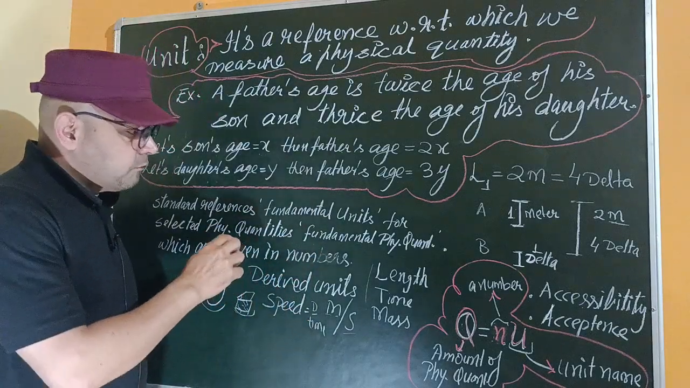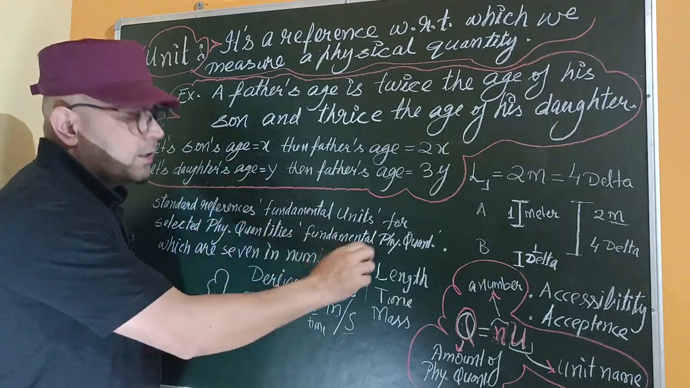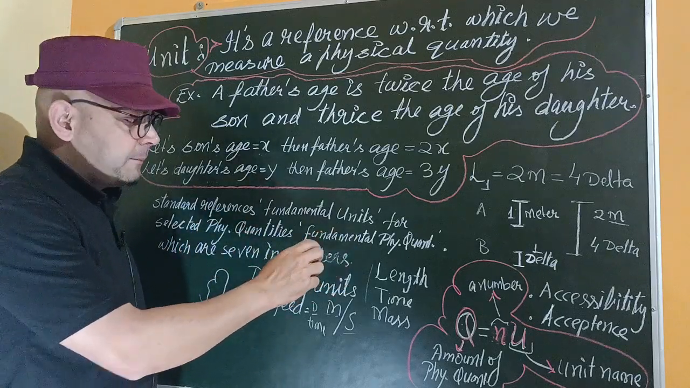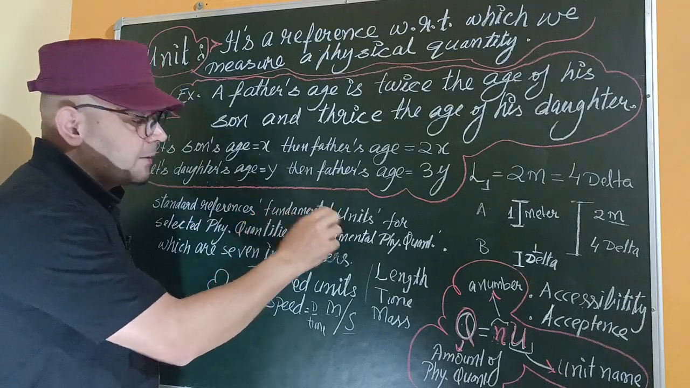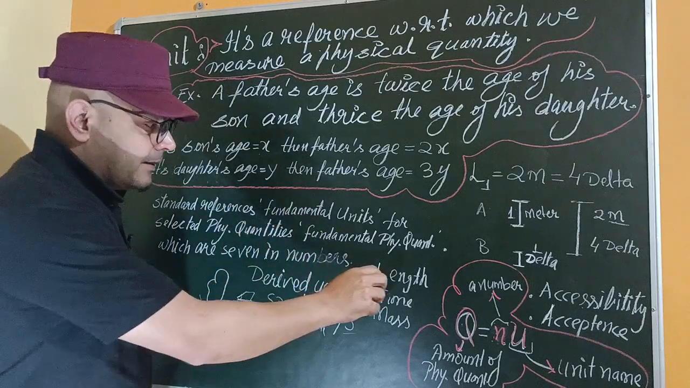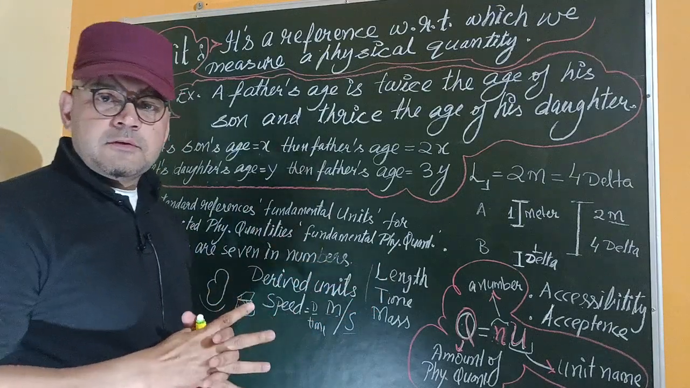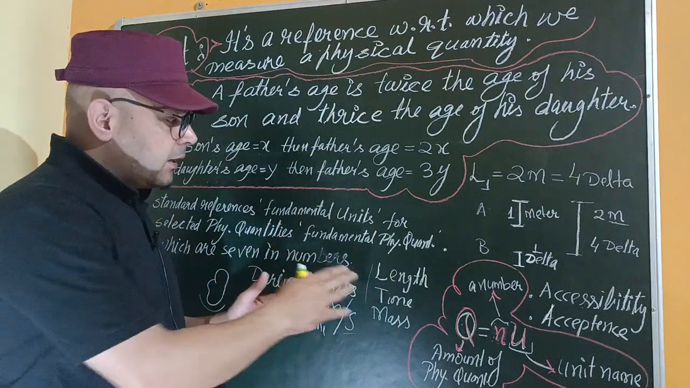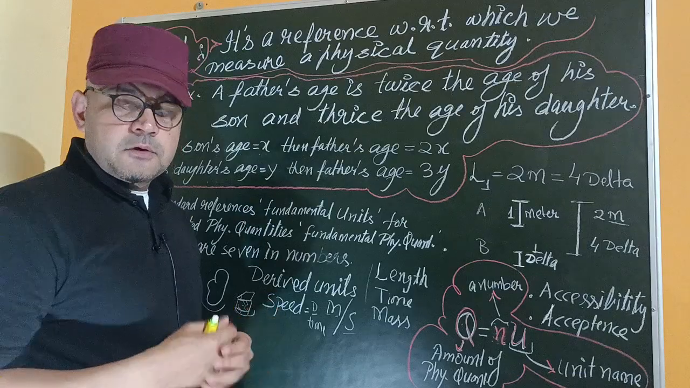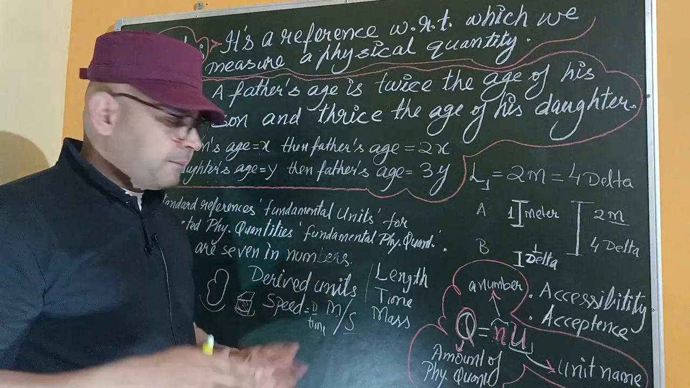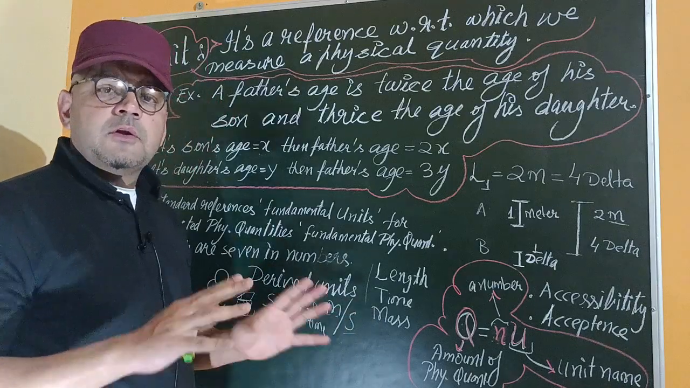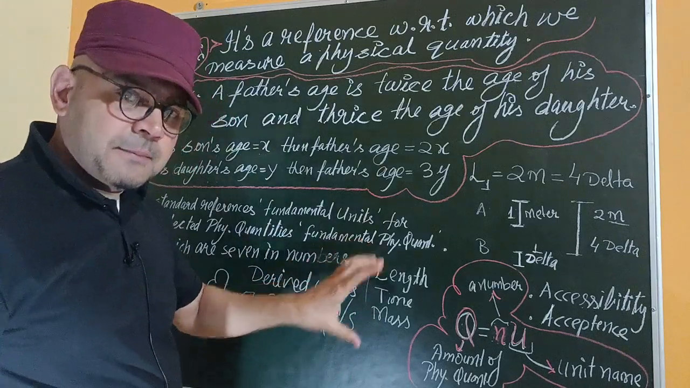So first of all, we define some fundamental physical quantities, and based on these physical quantities, we have some references that are called fundamental units. Like length: we consider length a fundamental physical quantity, and for this we have a fundamental unit that is called meter. Similarly for time, we have second in SI, and for mass, we have kilogram. For the time being, you can remember these.